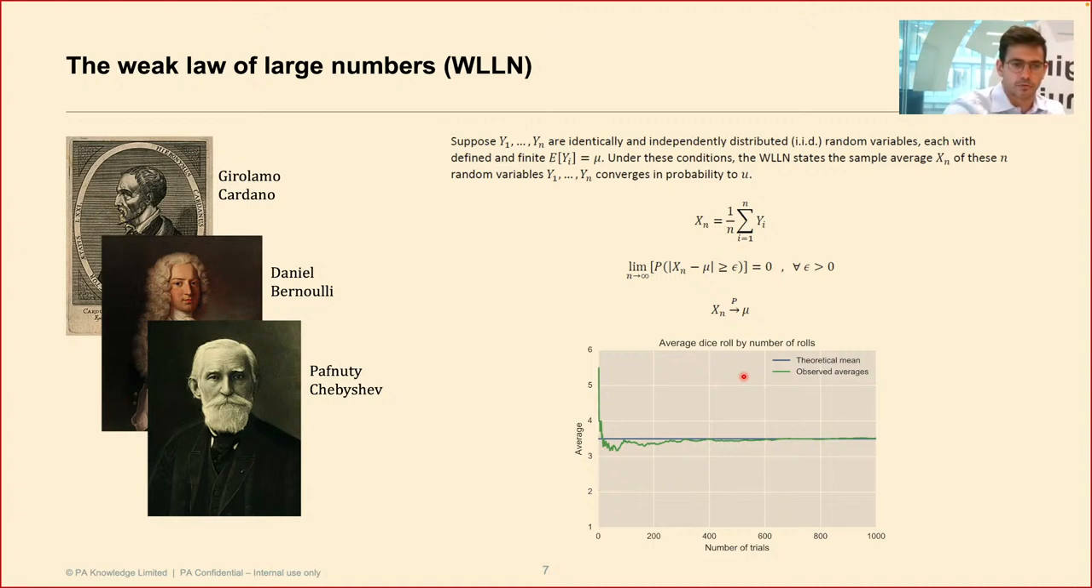A lot of you might have seen that before, so I will try to keep it a bit short. We have a distribution which is defined, finite, and with a certain variance and expected mean, E[Y] equals mu. We have independent variables from that distribution, y1, y2, up to yn.